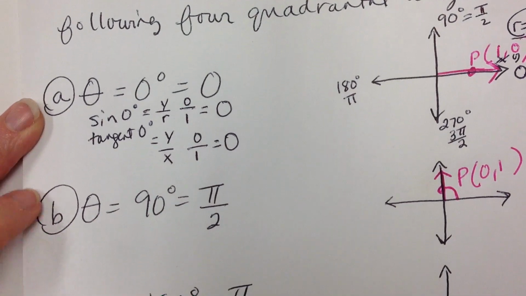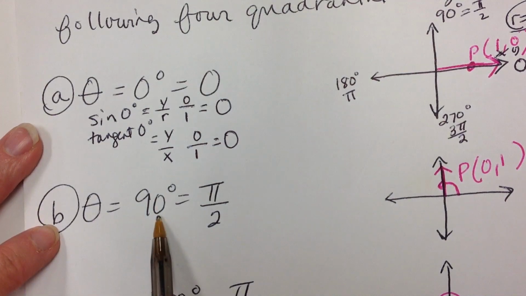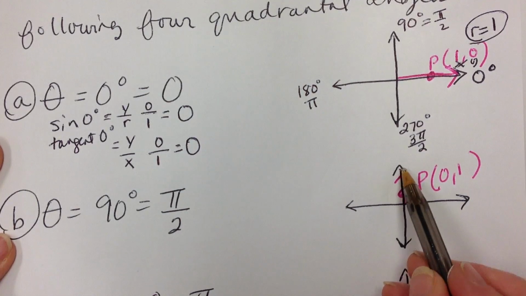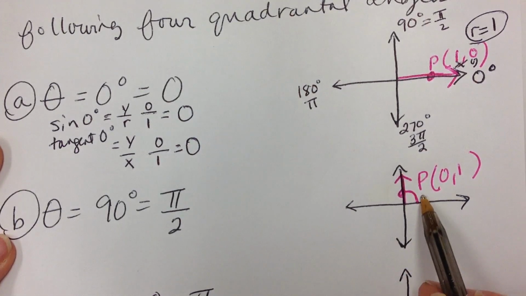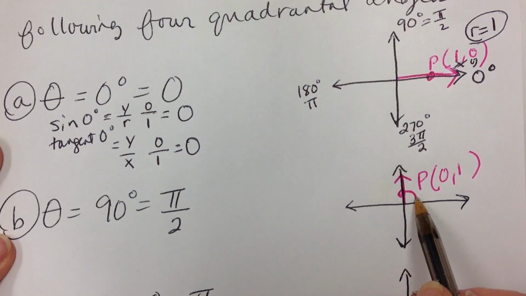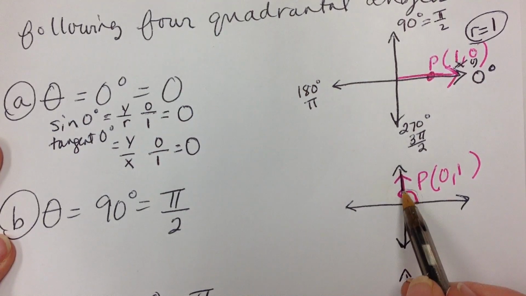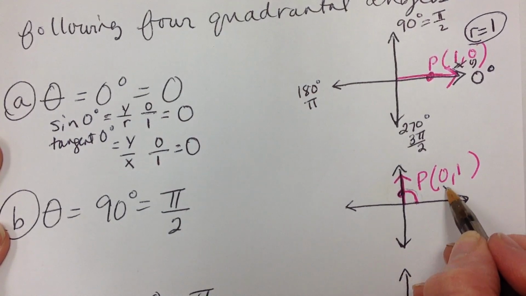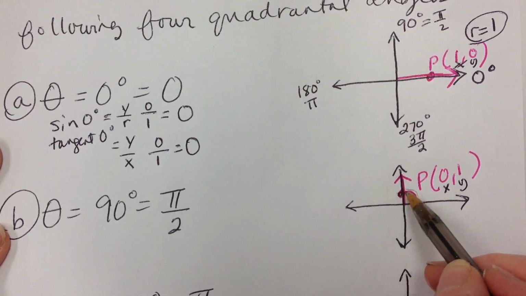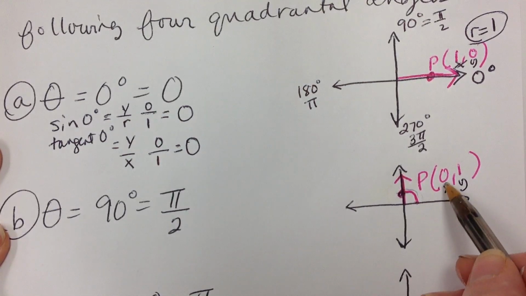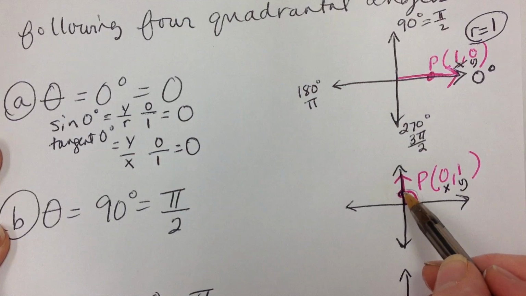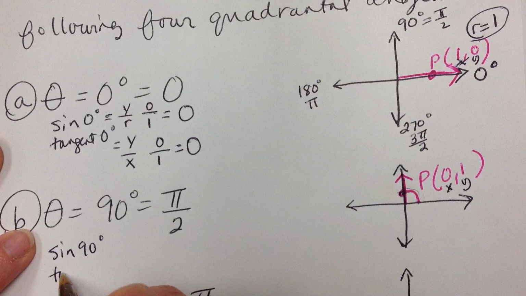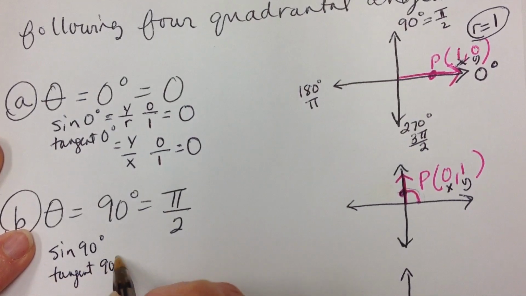Next, let's look at when theta is 90 degrees, which is pi over 2. 90 degrees is this angle straight up here, going from 0 degrees to 90. This point is 0, 1. This is your x, this is your y. Remember, labeling this point, you're not on the x-axis anywhere, so you're at 0, you're up on the y at 1. So, again, we have sine of 90 degrees and tangent of 90 degrees.